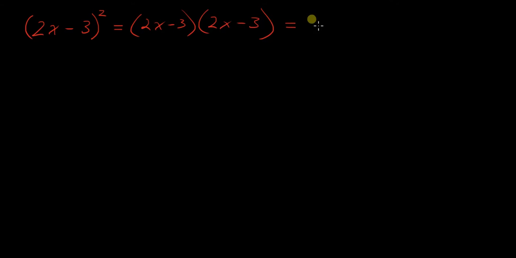So first is going to be 4x squared. The outer two terms make negative 6x. The inner two terms make another negative 6x, and the two last terms make a positive 9. When I combine like terms, this is what I get. We know this is a perfect square trinomial because it came from multiplying something times itself.